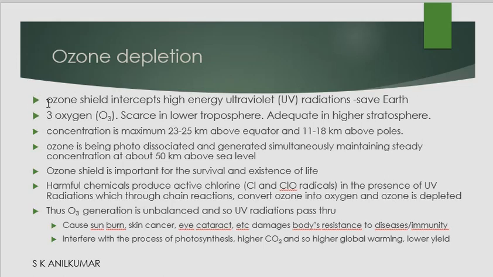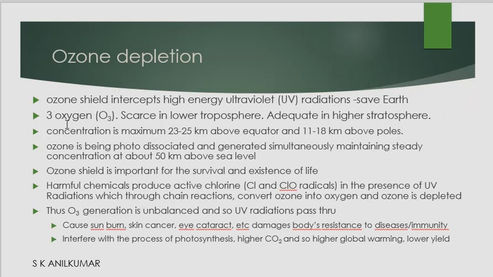Three atoms of oxygen form one molecule of ozone, O3. It is very scarce in the lower atmosphere but adequate in the higher atmosphere. What is the lower and higher atmosphere? The lower atmosphere is the troposphere, the higher level is called the stratosphere. Ionosphere, stratosphere, troposphere, we know all the layers of the atmosphere.